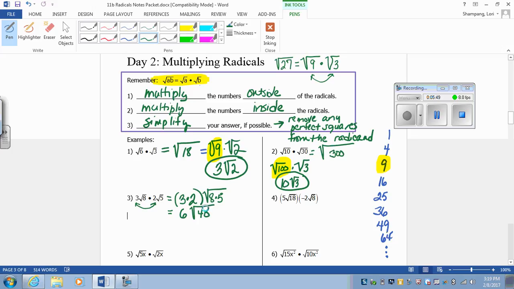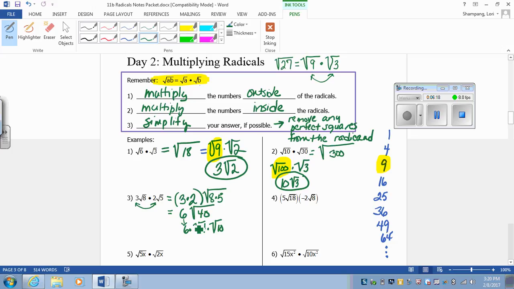Now I need to look at 40 and think about factors of 40. A factor of 40 that also has a perfect square. So I can think of one right now, and that would be the square root of 4 times the square root of 10. And don't forget, I still have to bring that 6 down, because that 6 still has to be multiplied by the radicals.